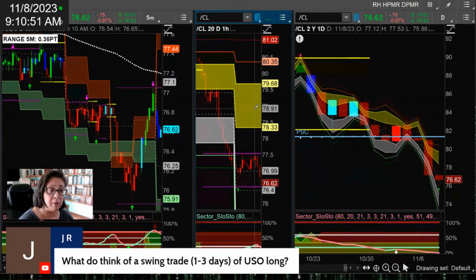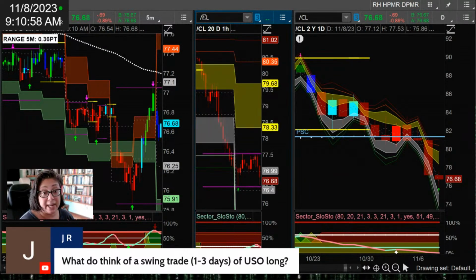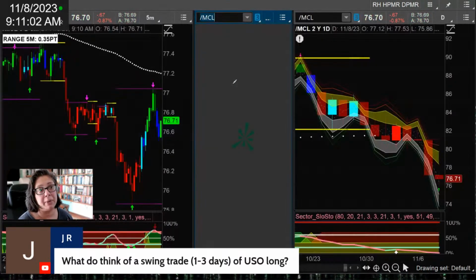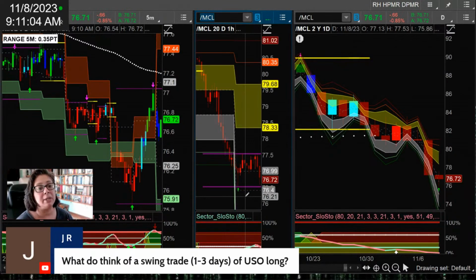Long puts in USO, long puts in the crude oil futures. You can short crude oil futures. You can short the micro, the MCL. So 1 hour is so perfect on so many levels, JR. And I'm sure you know this, but the reason is that it's the time frame amongst the three different time frames and time horizons that has a trend. Love it. And that's it.